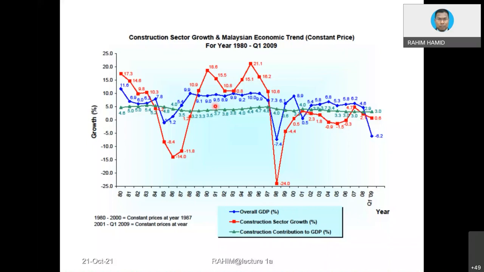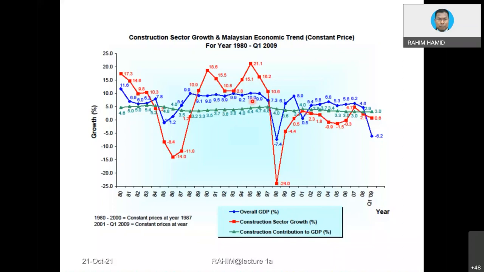If you remember, this is when we constructed Plus Highway, KLIA 1, Commonwealth Game Village and Stadium, etc., where the big projects were going on at that particular time. That's why our GDP even encroached into double digit growth.